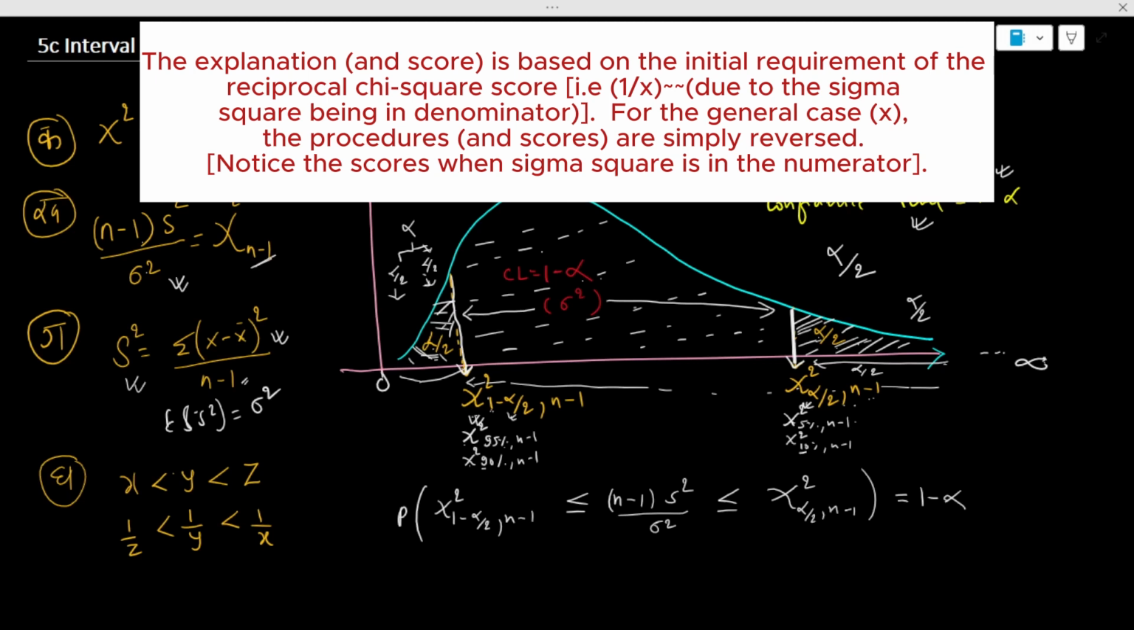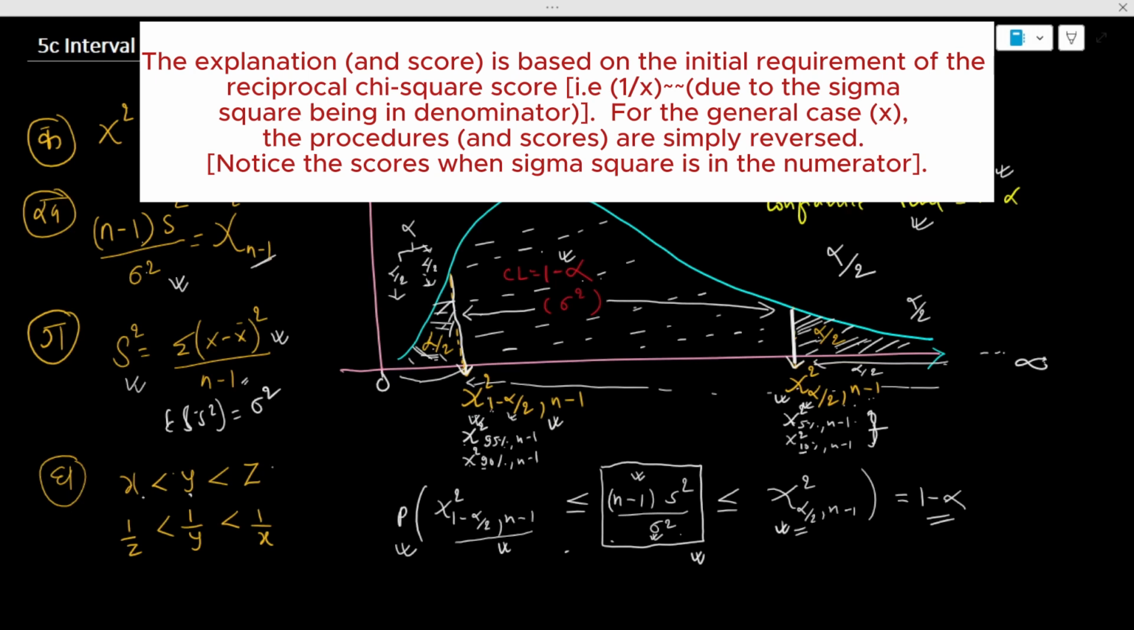In probability notation, we can express this information as the probability that (n-1)s² divided by σ² is greater than or equal to the left score and less than or equal to the right score is equal to 1 minus alpha. We have just seen how to calculate these extreme scores on the left and on the right. Now once we know this relationship, we can estimate the confidence interval of the population variance, and to achieve our goal we will make use of this property.